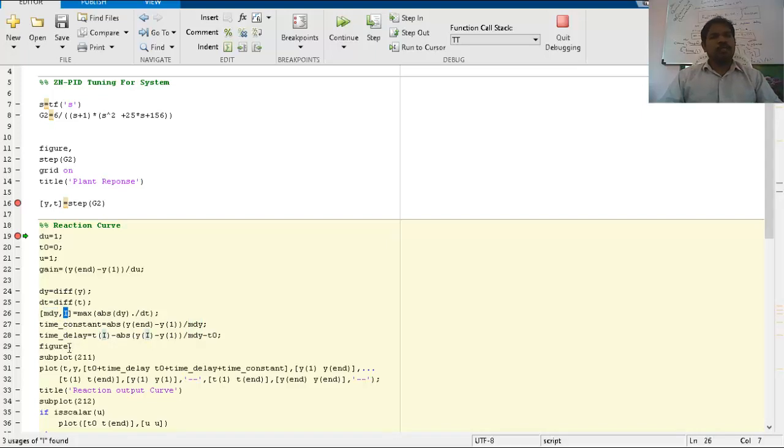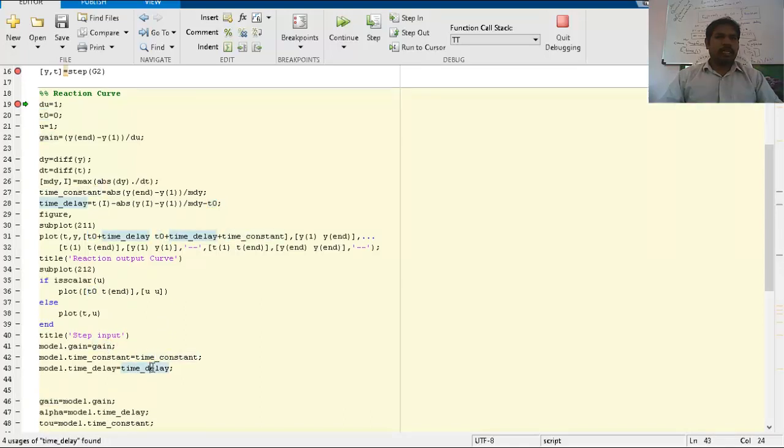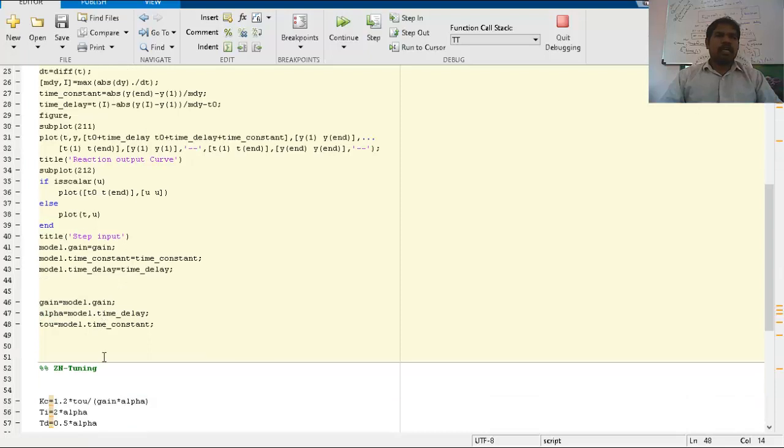Then we define two things: one is the time constant, another is the time delay. The time constant is the deviation divided by the change in deviation, that is m dy. The time delay is the time index at which the maximum slope occurs minus the time constant, minus the initial time. After that we have identified this reaction curve with three important parameters: gain, time constant and time delay. We assign gain as gain, time delay as alpha, and time constant as tau.